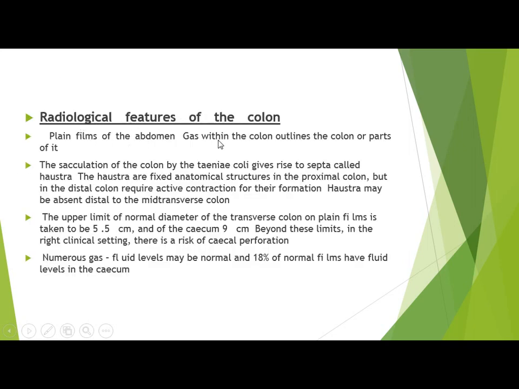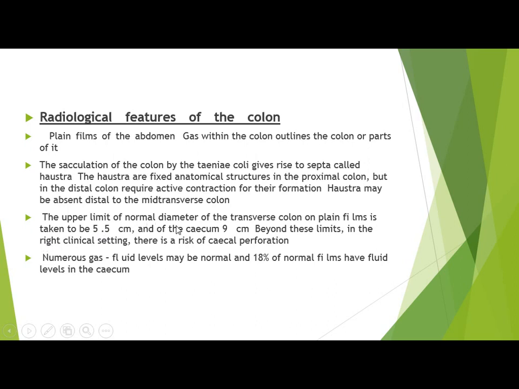The radiological features of the colon, plain film of the abdomen. In the plain film, you see gas within the colon, which outlines the colon or parts of it. The circulation of the colon by the tenia coli give rise to the septa called haustra. The haustra are fixed anatomical structures in the proximal colon, but in the distal colon they require active contraction for their formation. Haustra may be absent distal to the mid-transverse colon.